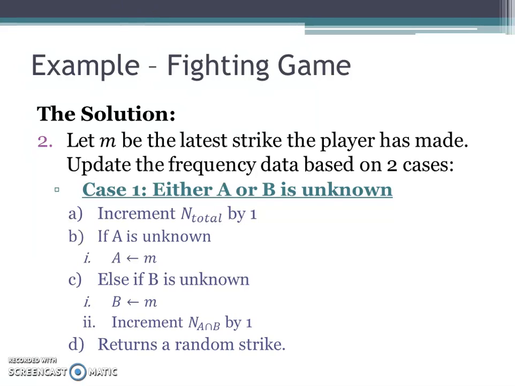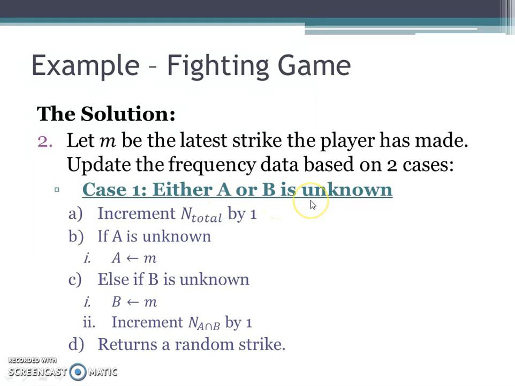So here we have a latest strike that we assign to M. So M is the latest strike the player has made. Now we are going to have two cases that we need to check, and the first case would be that either A or B is unknown. So what this means is that we didn't know what is our first strike, or we don't know what is the second strike. Therefore, we are unable to make a prediction if we do not have sufficient number of strikes.